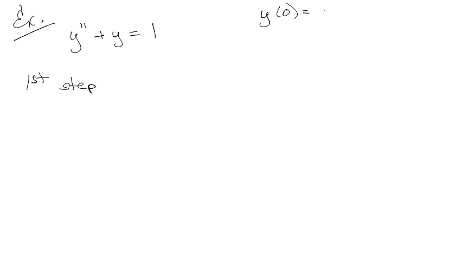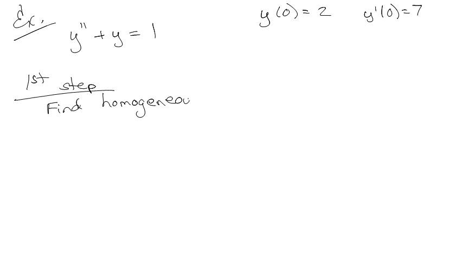Okay, so let's look at this example here. Say I have y'' + y = 1. Whenever you're solving something like this, I'm also going to give you some initial conditions: y(0) = 2, y'(0) = 7. Our first step is always going to be to find the homogeneous solutions. Why? Because we're all about partial credit, and partial credit is like, oh, look, at least you kind of knew something about this material. So we want to solve y'' + y = 0.